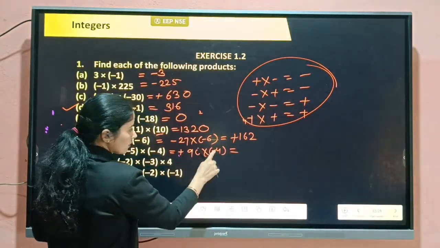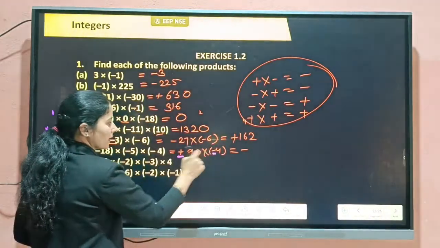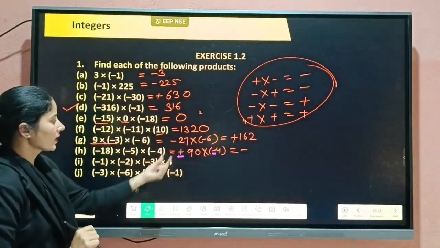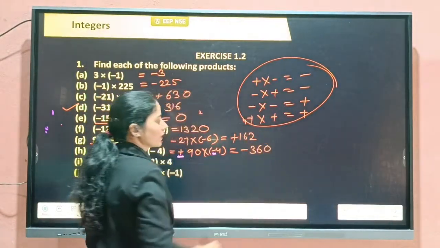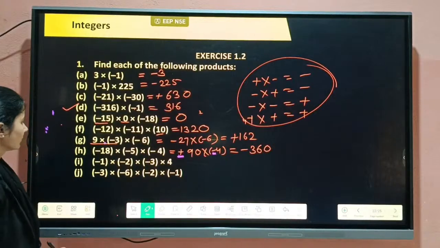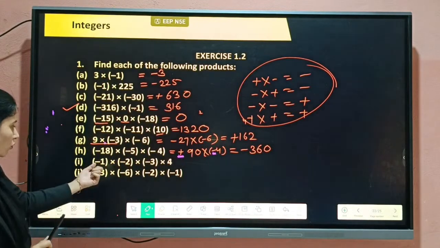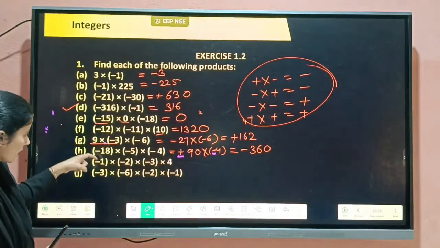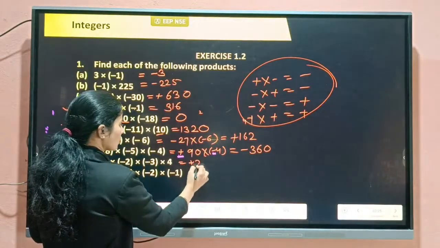Now this plus minus minus, this plus minus will be minus. 90 multiplied with 4, 360 will be your final product. Minus 1 multiplied with minus 2. Minus 1 multiplied with the minus 2. Minus minus plus. It will be plus 2.